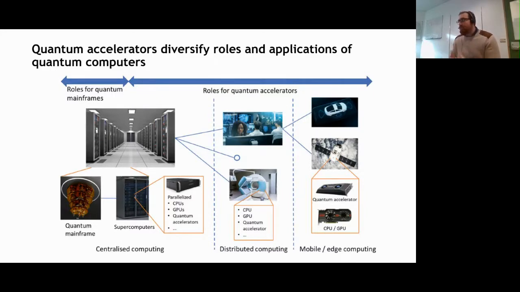This is similar to what happened to classical computers as well. HPC computers, supercomputers still have a role, but there is a significant role for the accelerators. And this is used for medical applications, for data center applications, for tracking in cars, can be equipped with satellites because they support a range of temperatures. So you could do distributed computing, and of course you could do mobile computing as well.